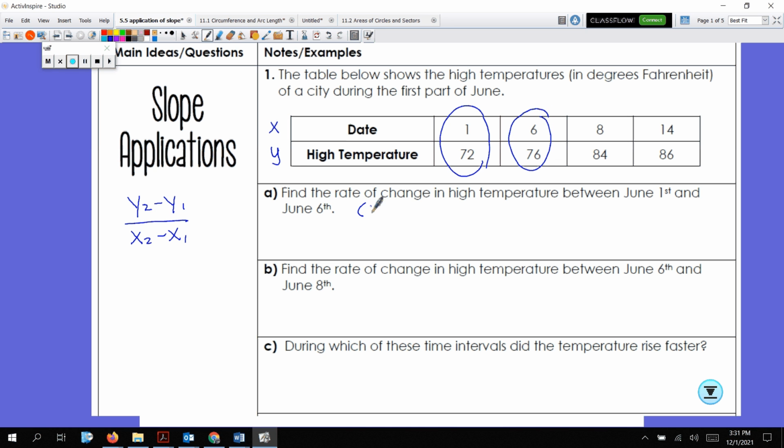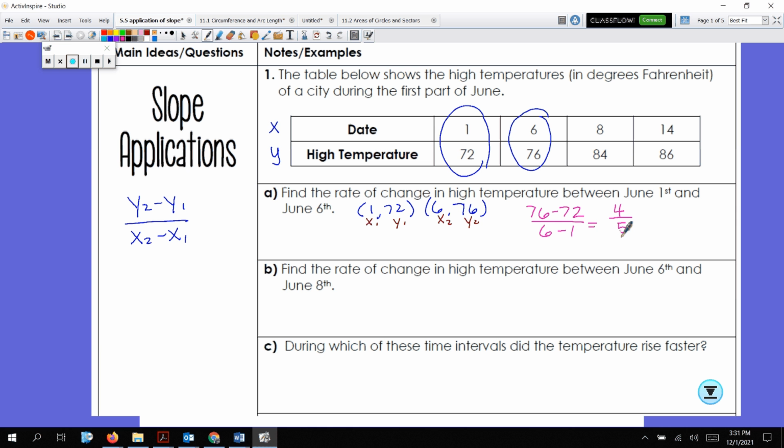So my ordered pairs are 1, 72 and 6, 76. Right, so you remember I said to take a second and just go ahead and label your X2, Y2, X1, Y1. Okay, now we can just plug it into the slope formula. 76 minus 72 over 6 minus 1. 76 minus 72 is 4. 6 minus 1 is 5, okay?